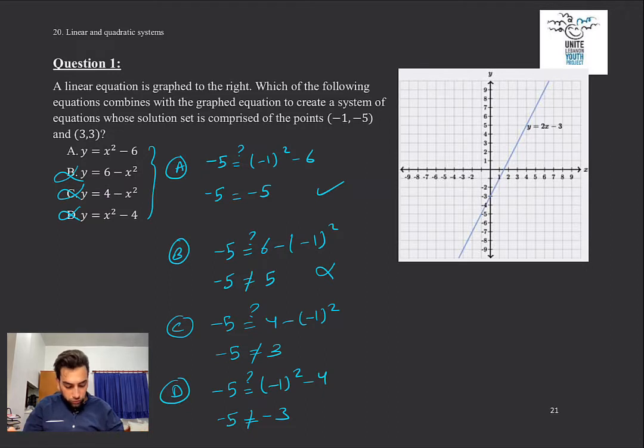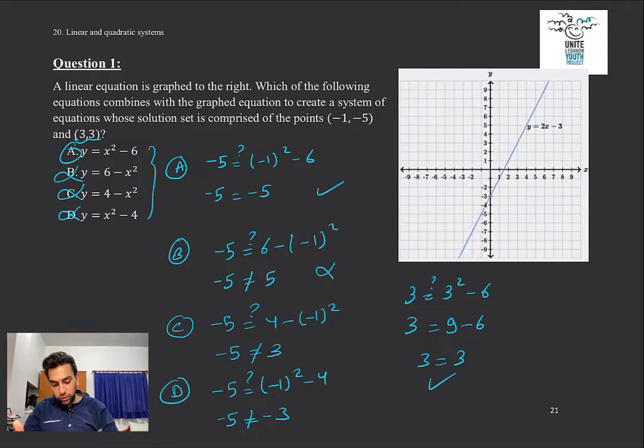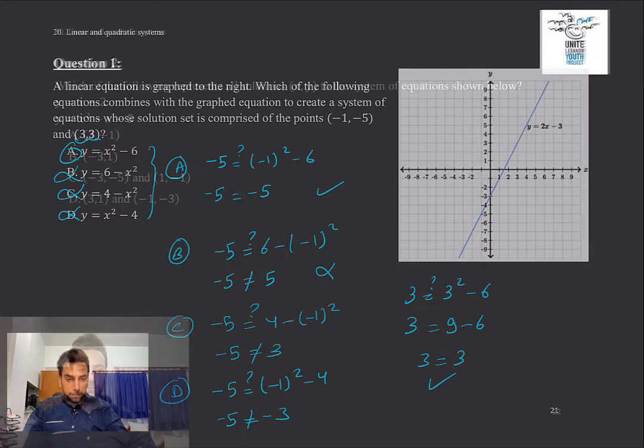And my only solution would be choice A. But if you want to be sure of that, just take the point (3, 3) and substitute it in equation A. You will get 3, is it equal to 3 squared minus 6, thus 3 is equal to 9 minus 6, and 3 is equal to 3, which is okay, thus my only solution is A.